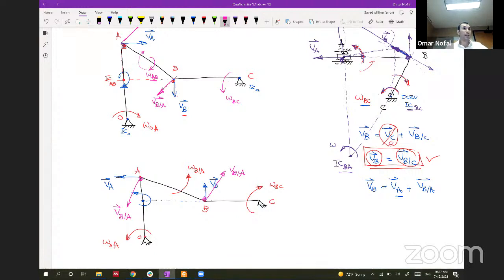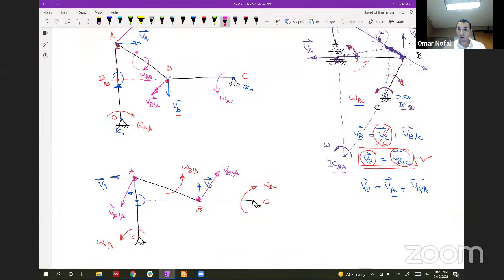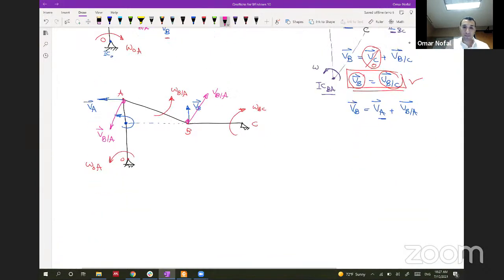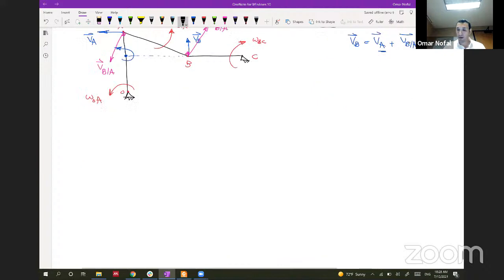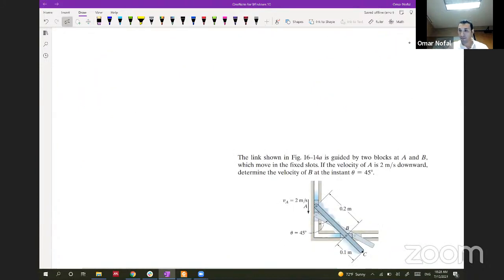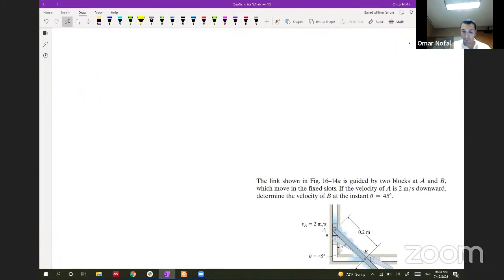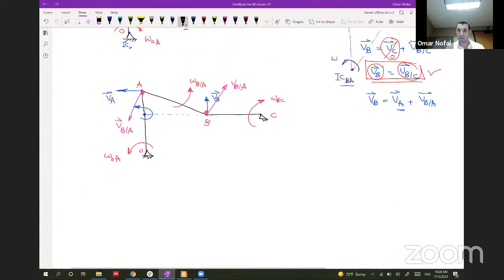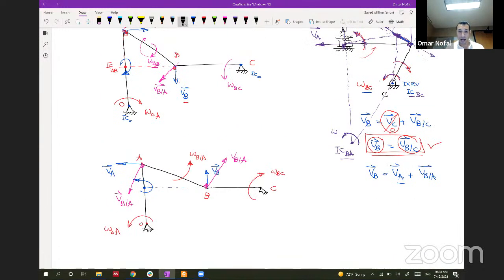Okay, so with this, let's see an application and solve a problem on this concept. I have a problem down here, this one. Example. Does anybody have any questions on the above concepts or any confusion about how you can get the velocities?